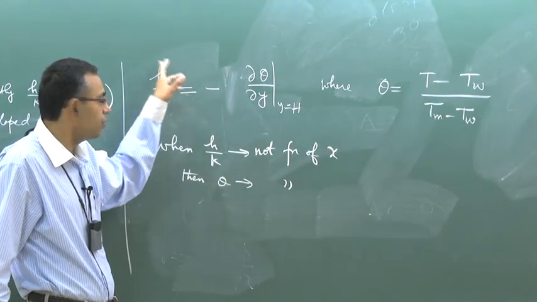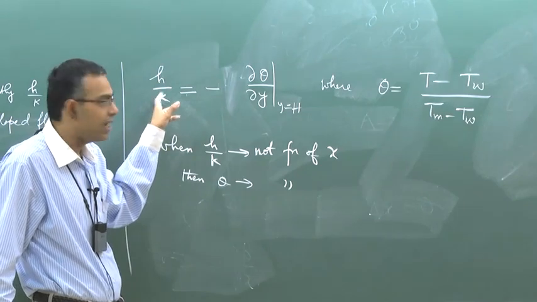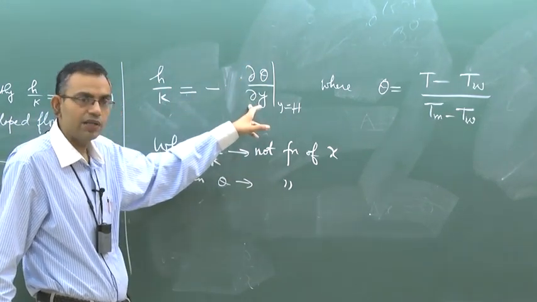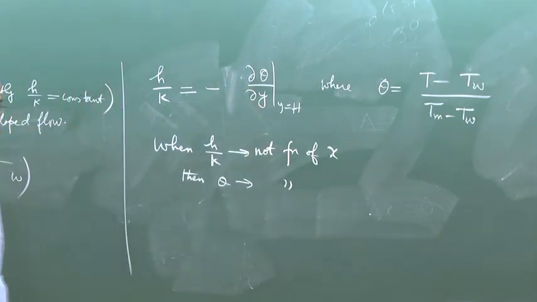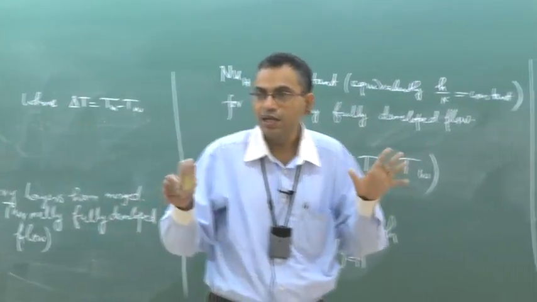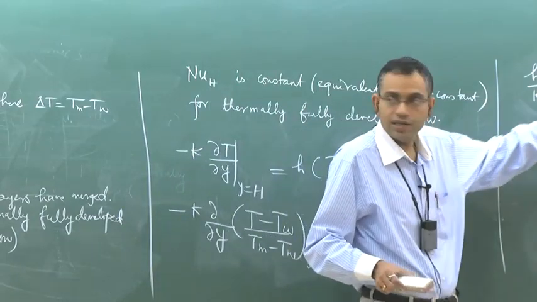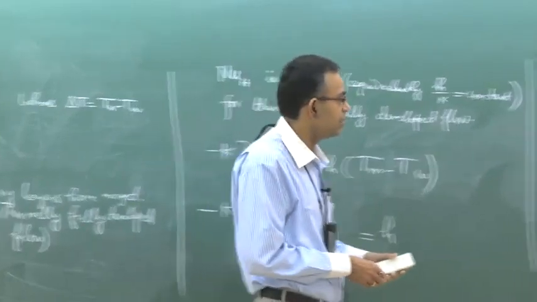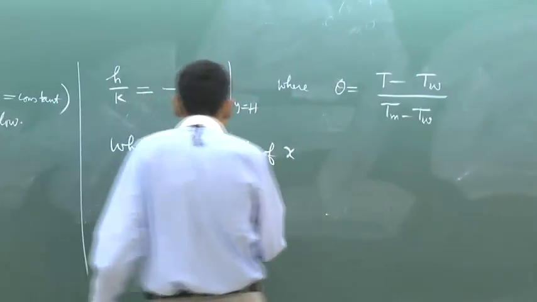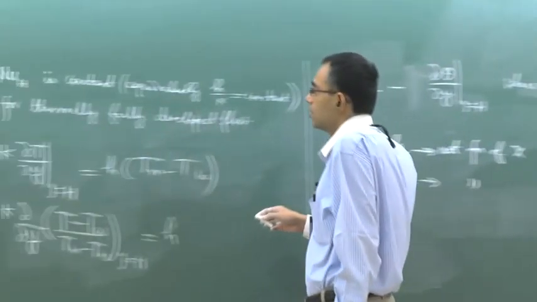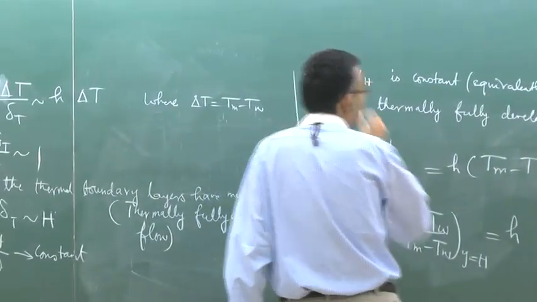But for thermally fully developed flow, this is not a function of x, therefore, this also should not be a function of x. If del theta del y is not a function of x, that means theta is also not a function of x. So, to generalize, we should not think of special functions, but we can say that if del theta del y is not a function of x, then in general theta should also not be a function of x. So, theta is not a function of x. This is another hallmark of thermally fully developed flow. So, this is one point, Nusselt number is constant.